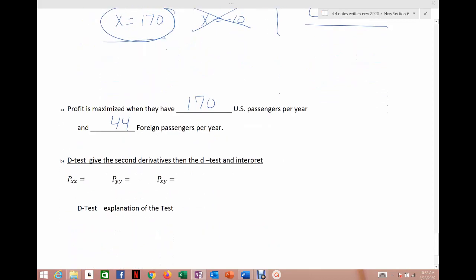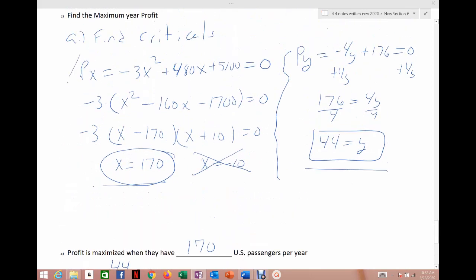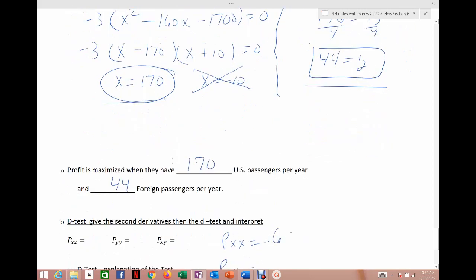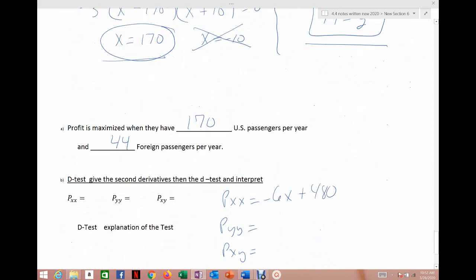Alright, now give the D test. Alright, so this one's going to be a little more complex, and actually mine aren't quite spread out. I'm going to write them over here. So P sub xx first, then P sub yy, and then my mixed derivative. Alright, so with respect to x first, I go back up here. Here's my x. And so when I take the derivative with respect to x, I'm going to get a negative 6x plus 480. Alright, negative 6x plus 480. Alright, when I take my derivative with respect to y twice, so I'm looking at the y one, so here. With respect to y, well, that's just going to leave me with negative 4.